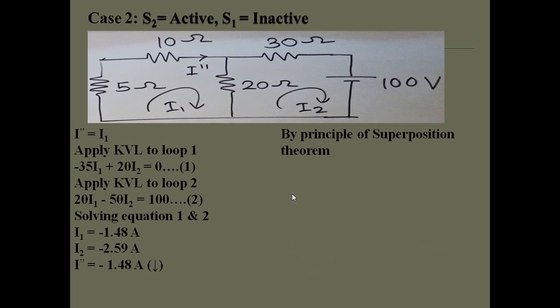Now we will apply the superposition theorem. This current is going in clockwise direction, so I have written a downward direction. So I 10 ohm is I dash plus I double dash. I dash is 1.85 and I double dash is minus 1.48. So the answer is 0.37 ampere.